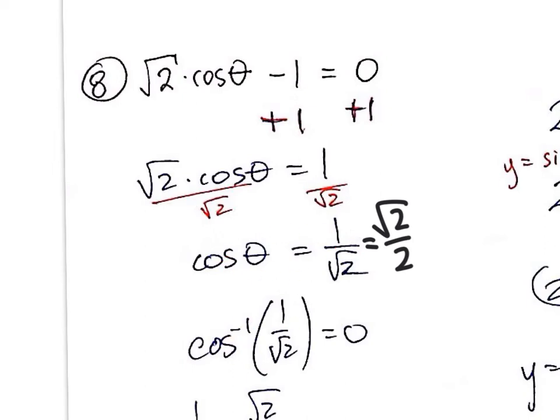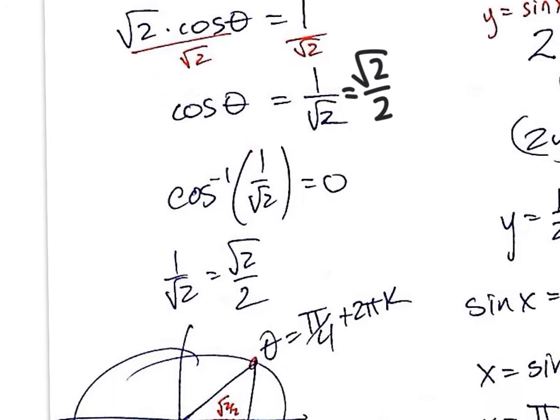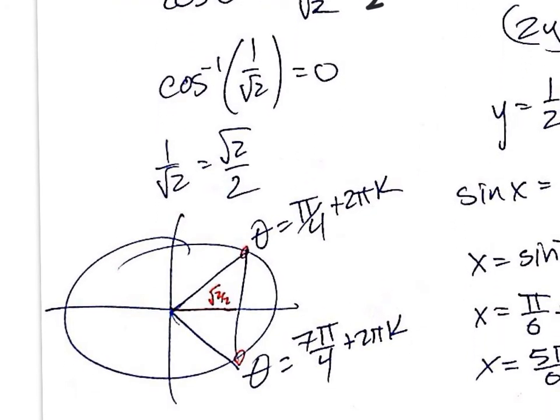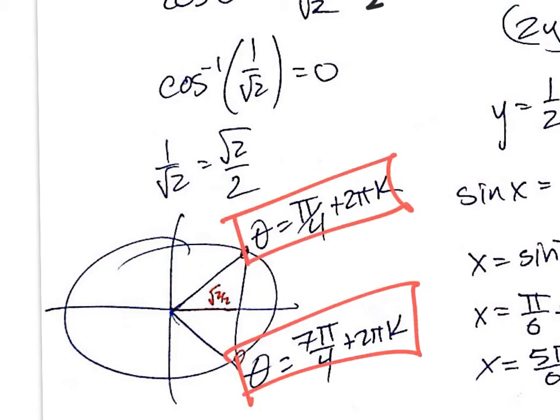So we're finding the inverse cosine of root 2 over 2, and we're using our unit circle and triangle skills. So we know that the cosine is positive root 2 over 2. So it'd be this triangle or this triangle. So we have pi over 4, or 7 pi over 4, plus 2 pi k. So we would end up with these sort of two separate answers, like so.